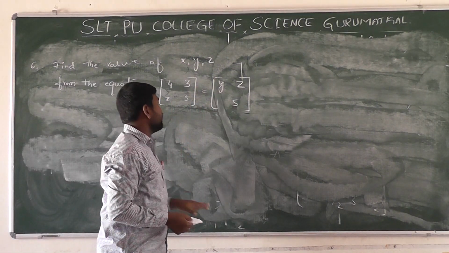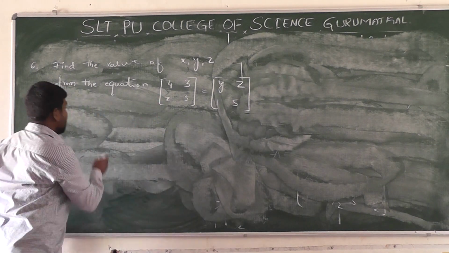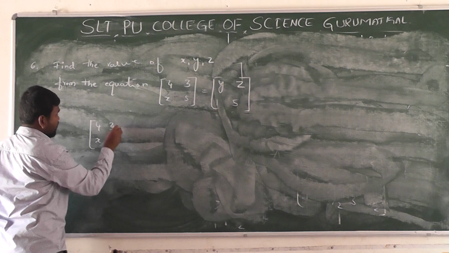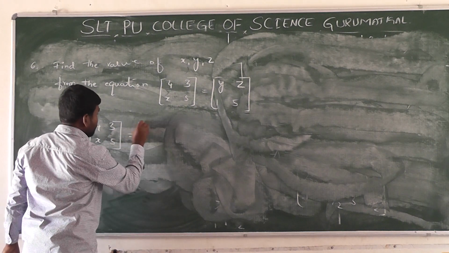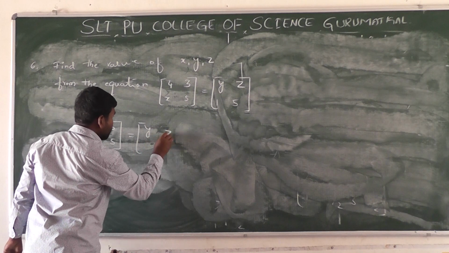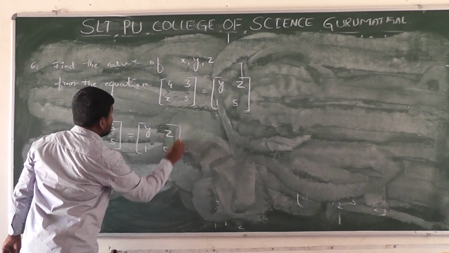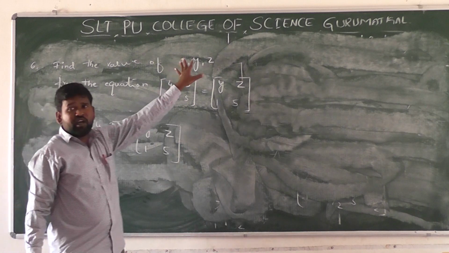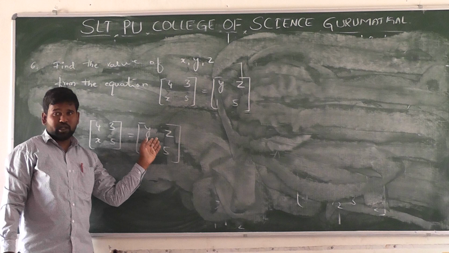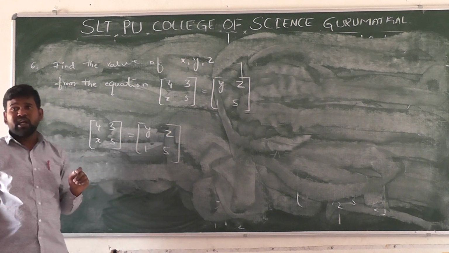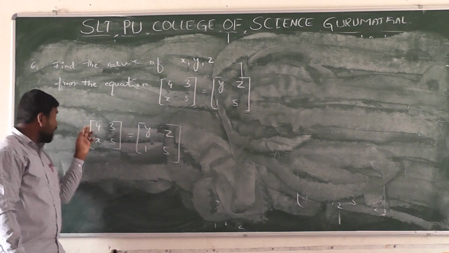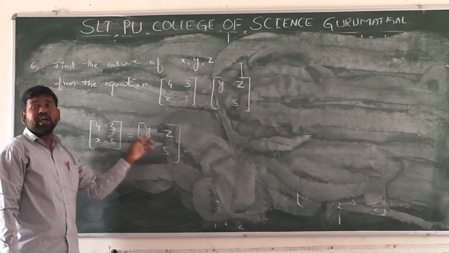These equations are given here. Right? What matrices are given here? First matrix 4, 3, x, 5 is equal to y, z, 1, 5. But the question asks to find the values of x, y, z. Right? Here, these two matrices are equal. What is meant by equal matrices here? Two matrices whose orders are equal and whose corresponding elements are also equal.